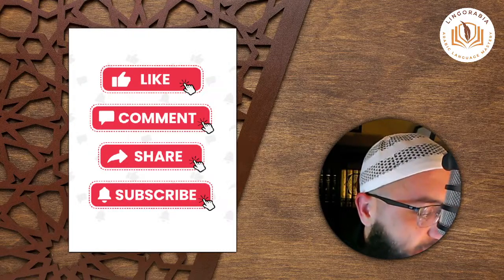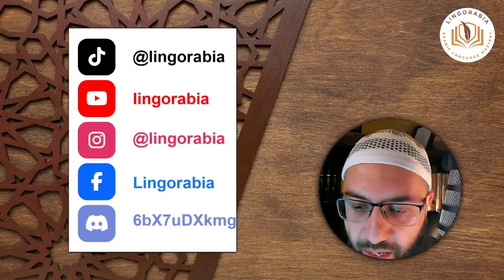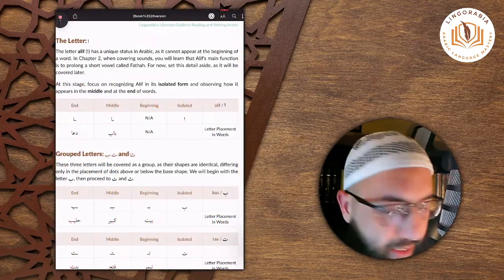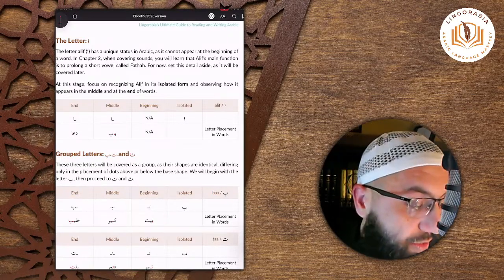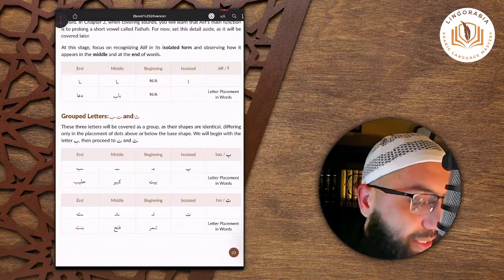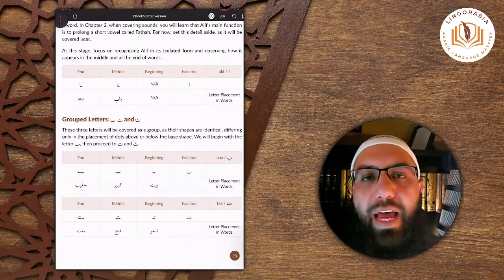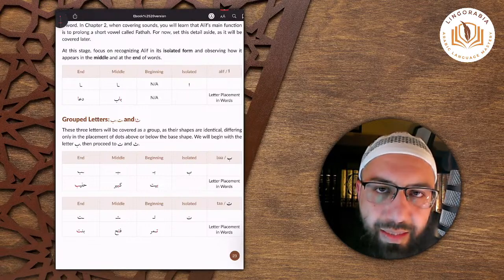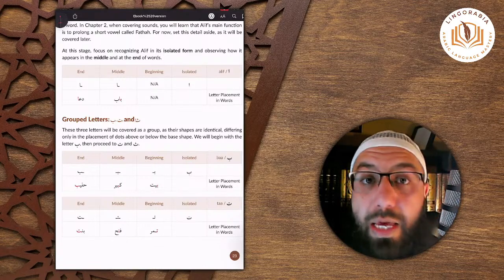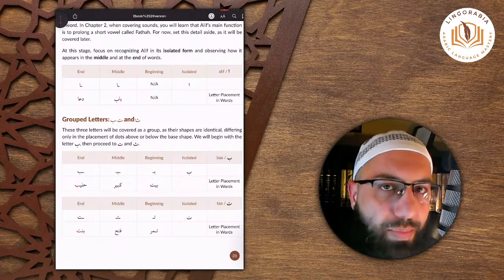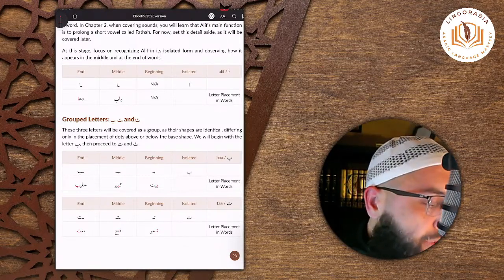Okay, guys, so this was the alif. Let's carry on, inshallah, with the next letter. Now the next letter, I'm saying the next letter, but it's actually the next group of letters. So we talk about grouped letters. The ba, the ta, and the tha. We know that these three letters, guys, have a similar shape. The only thing that distinguishes between these three are the dots. So that's why we will discuss them together, because their shapes are similar. Also, in connected forms, the shapes are similar.